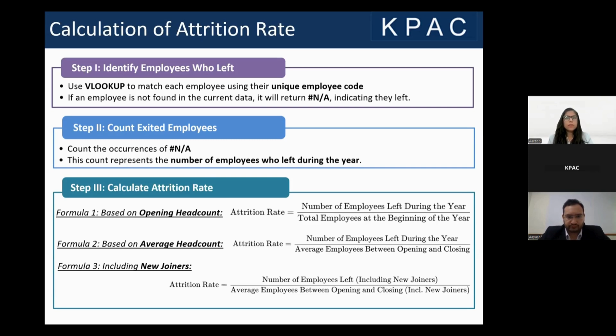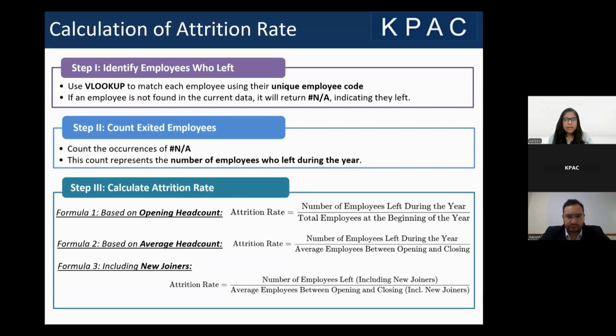Here the first step is to identify employees who have exited during the given period. We can do this efficiently using the VLOOKUP function in Excel, where we match each employee using their unique employee code against the current employee data. If an employee is not found in the current data set, VLOOKUP will return NA, indicating that the employee is no longer with the company. This will form the basis of counting the number of employees who have left.